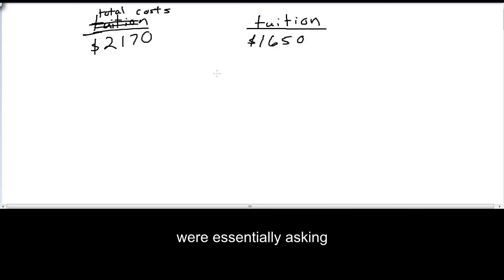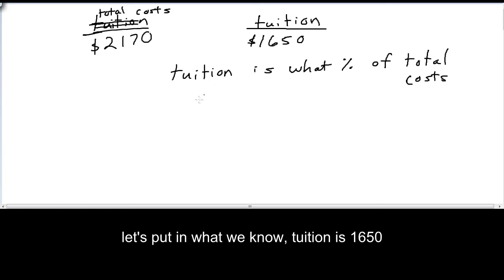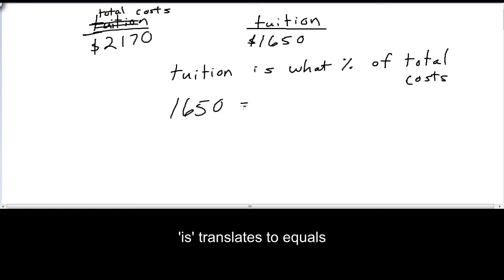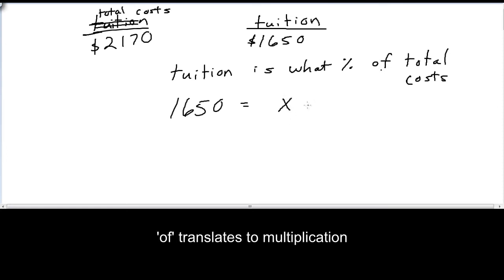We're essentially asking tuition is what percentage of total costs. Let's put in what we know. Tuition is $1,650. Is translates to equals. The phrase what or what number or which number translates to our variable. We'll call that x. Of translates to multiplication. Total cost is our total costs.